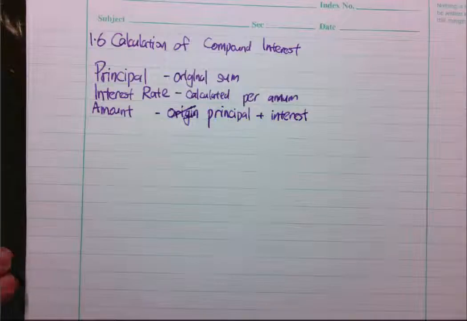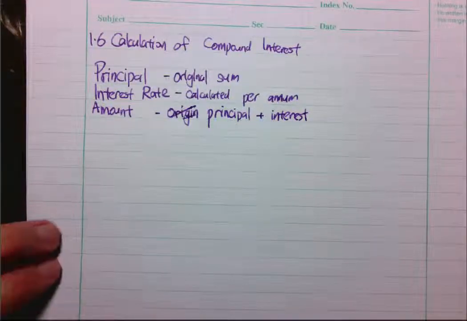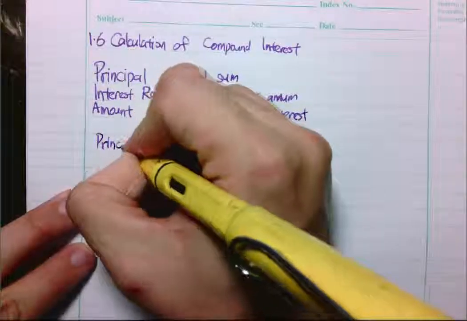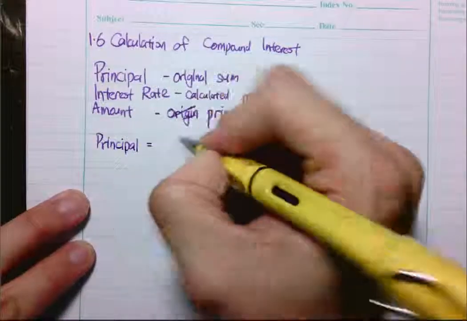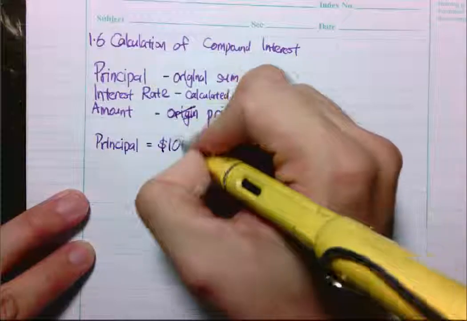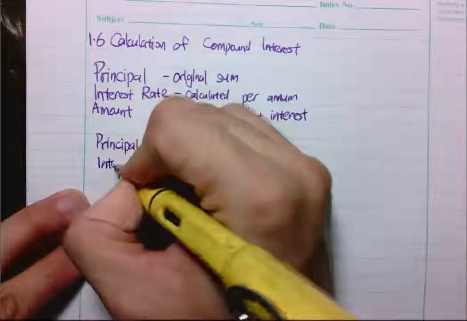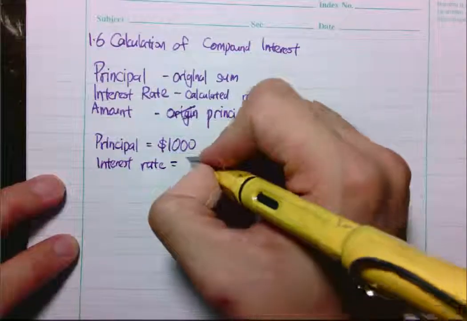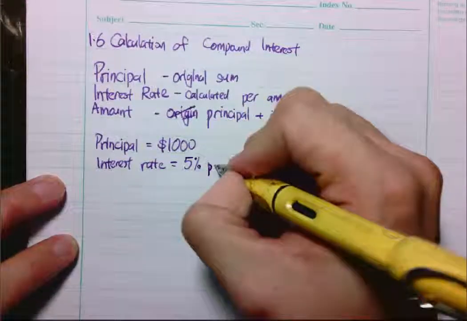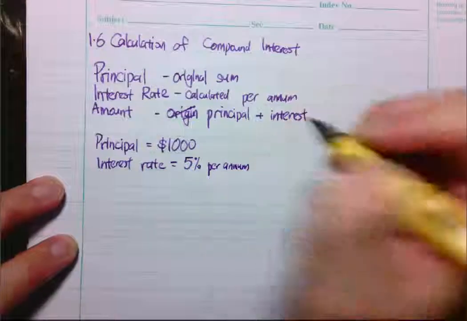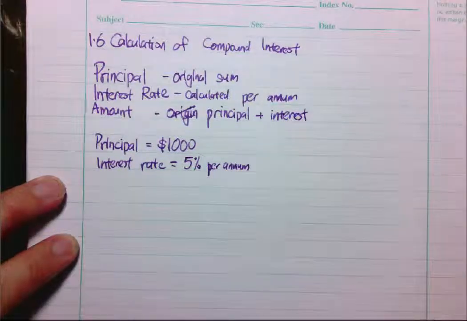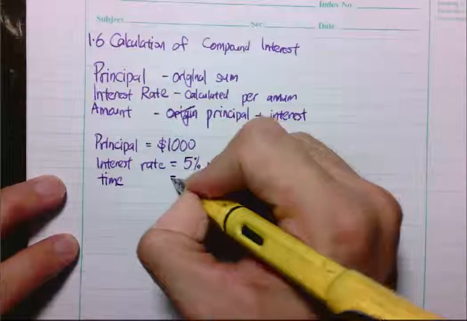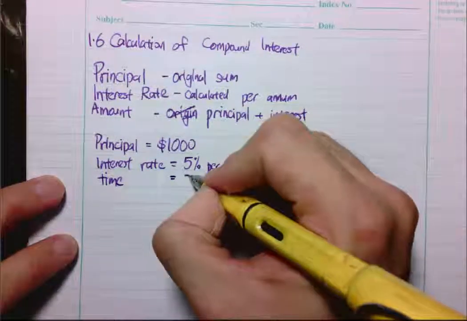Now let me recap simple interest with you. Let's give an example: the principal is maybe $1,000. The interest rate is maybe 5% per annum, which means every year you get 5%, and we calculate the amount. Then the time, in this case, let's calculate it over 5 years.